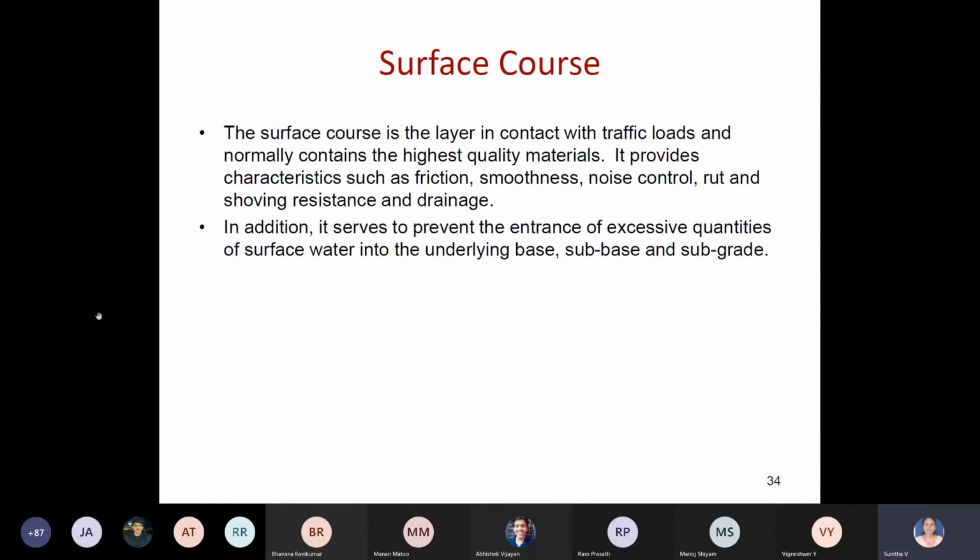Then comes the top surface course. The surface course is the layer in contact with the traffic load, so it will have more wear and tear due to traffic or direct contact with the vehicle. You also know that the maximum stress is in the top surface course. So it should have the highest quality material, and it provides characteristics such as friction and smoothness.